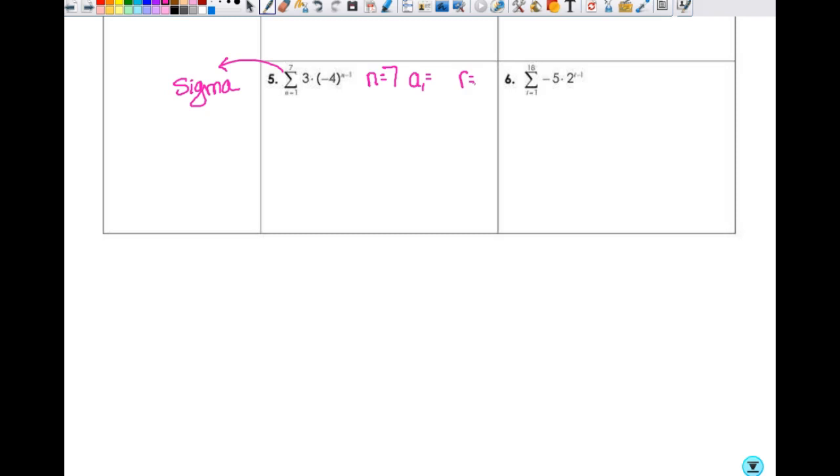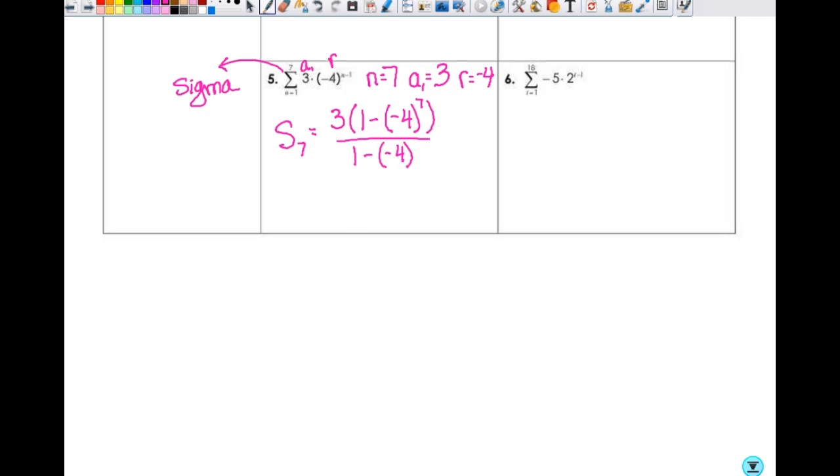So we know A1. Now we could substitute something. We could substitute 1 in and get that, but A1 is 3. This is A1, and this is r, so it is -4. I don't have to actually calculate any of that part, whereas with the other one I did, I had to find things. So then I substitute this in: S of 7 equals 3 times 1 minus, and again in parentheses, -4 to the 7th power, all over 1 minus -4.